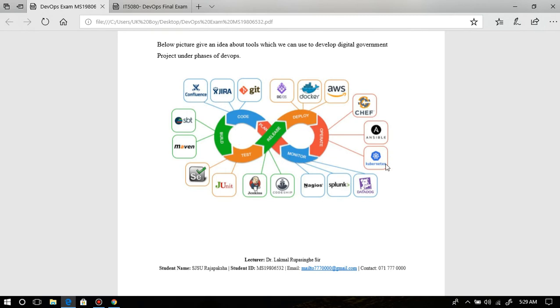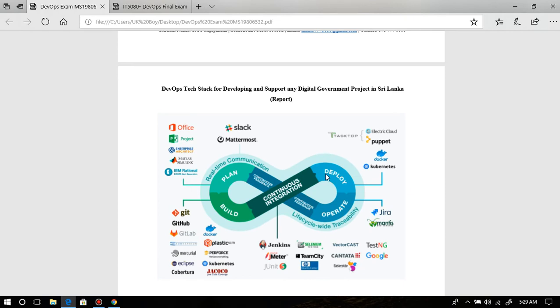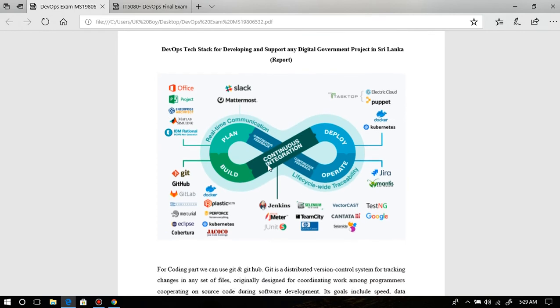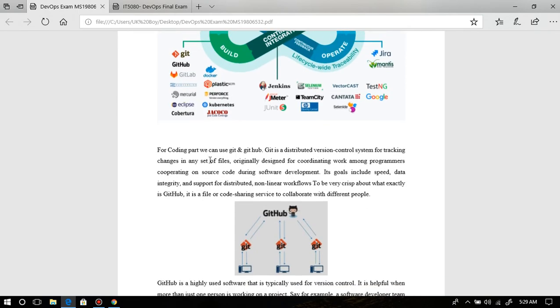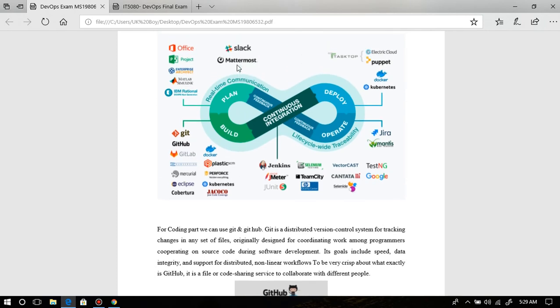These are the tools which we can use. Here I have also mentioned them in other words: planning, build, continuous integration, deploy, operate, continuous feedback. The same tools can be used here. Let's see about those tools and how we can use them. For the planning part, we can use general software such as Microsoft Project and others for the plan of the project.